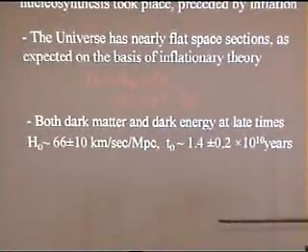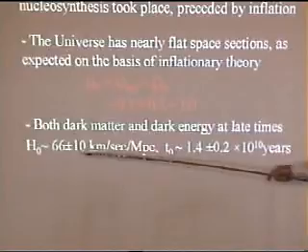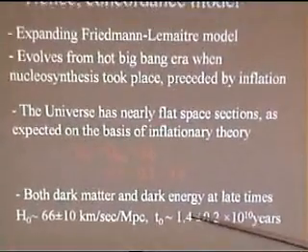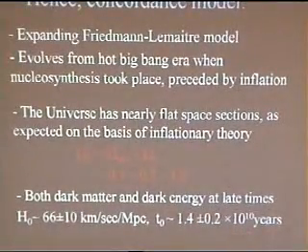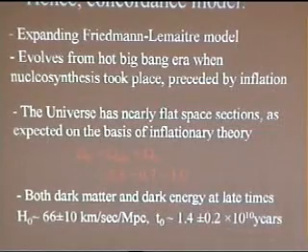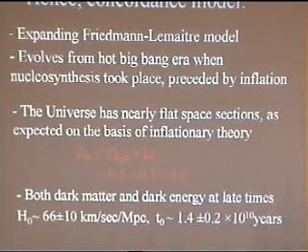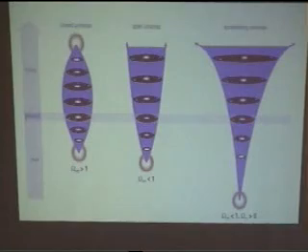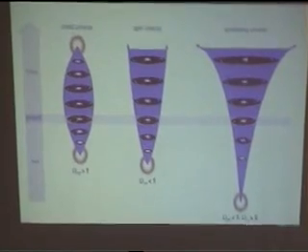There's both dark matter and dark energy at late times, a Hubble constant of 66 plus or minus 10, an age of 14 plus or minus 2 billion years, and that's a little bit small for some globular clusters, but the whole thing does basically fit together and give us a successful concordance model.